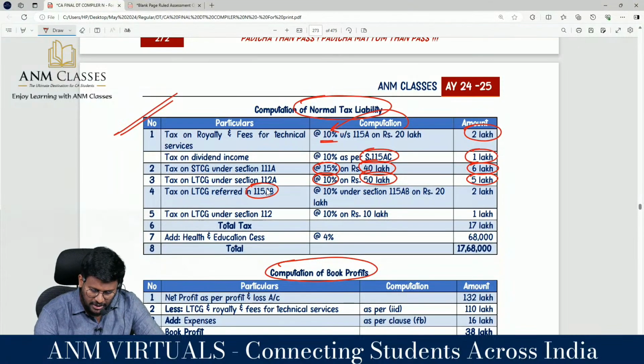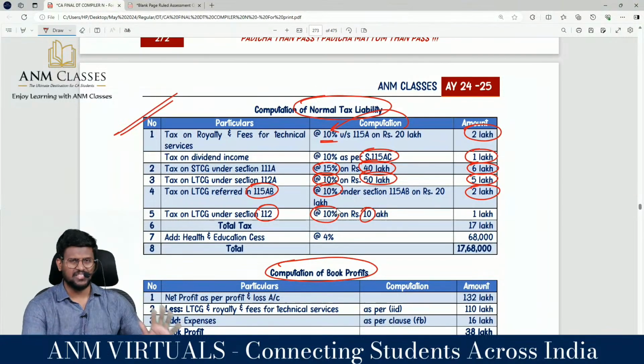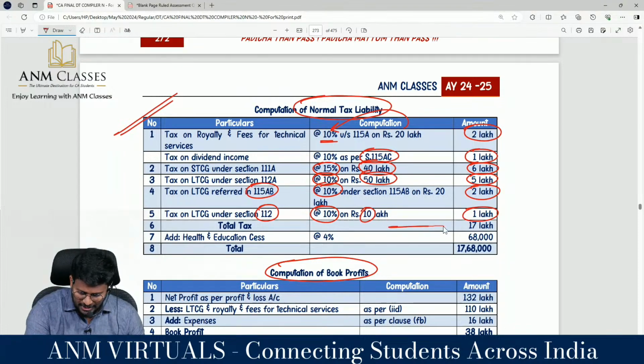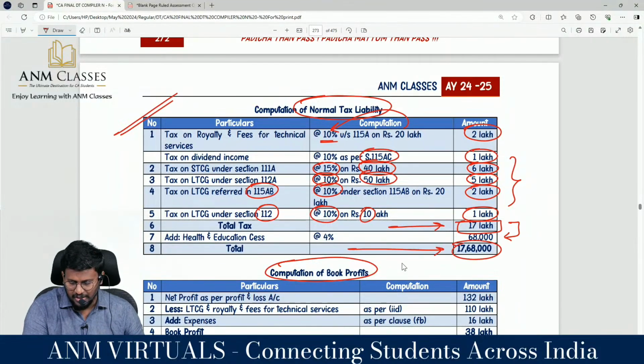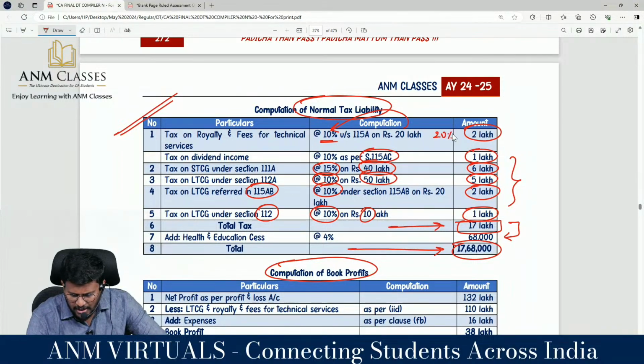115AB, 20 lakhs at 10%, 2 lakh. 112, 10 lakhs without indexation, 10%. Don't say that 112 is 20%. So 1 lakh. So the total tax, all this put together, comes to 17 lakh. Add health and education cess, and the total is 17 lakh 68,000. Sir, okay sir, 115A, how much percent can we apply? 20% as per the amendment. Fine.